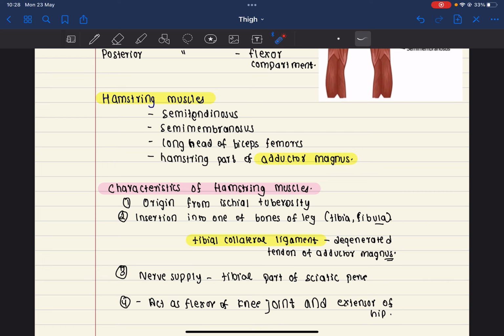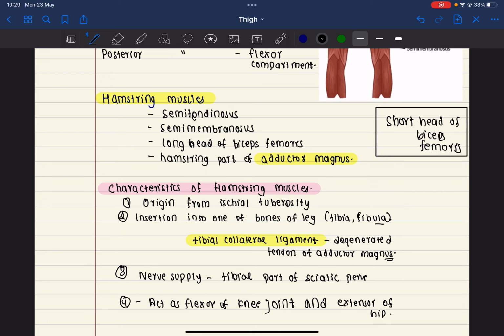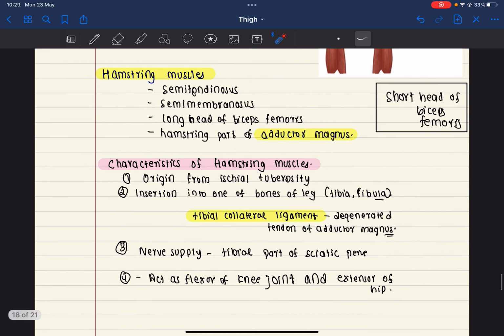र हामीले चाहिँ short head of biceps femoris लाई we do not consider in the hamstring muscle. यो चाहिँ back of the thigh मा present त भएको हुन्छ, but we do not consider here because यसको nerve supply is by the common peroneal part of the sciatic nerve र यसको origin चाहिँ it is from the shaft of the femur बाटै हुन्छ, so it is not considered in the hamstring muscles.